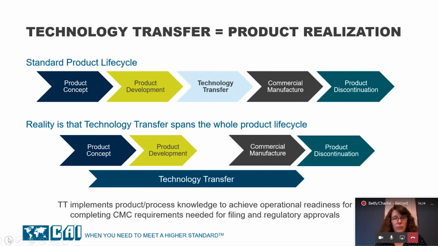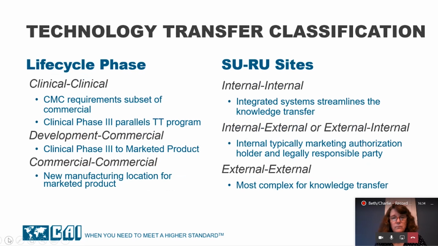Technology transfer implements the product and process knowledge to achieve operational readiness that completes all the CMC requirements needed for filing and regulatory approvals. Before you start your technology transfer, it's really important to understand what classifications it falls under. There are two classifications that I often look at.